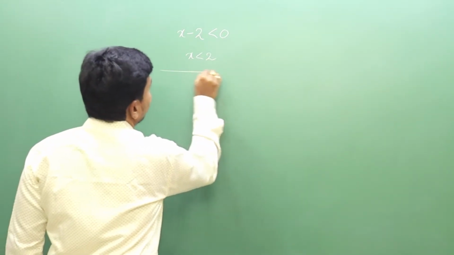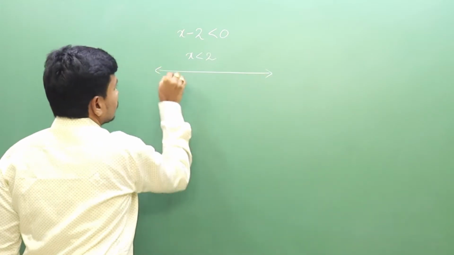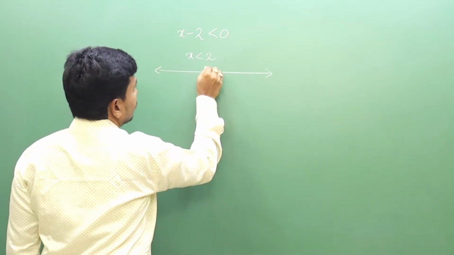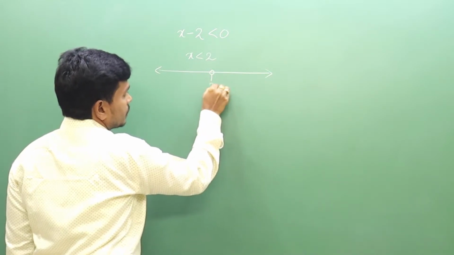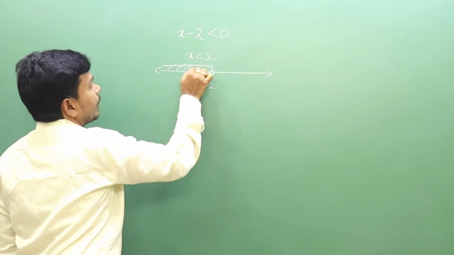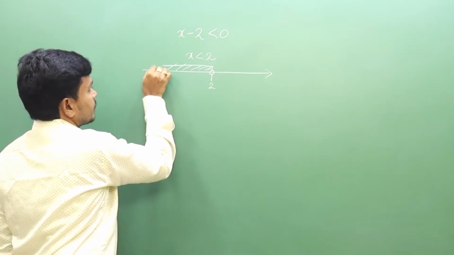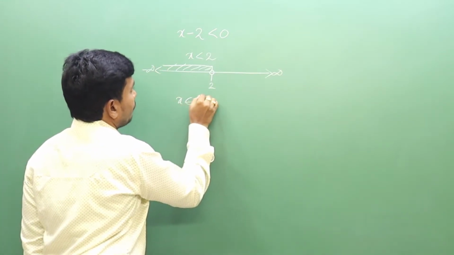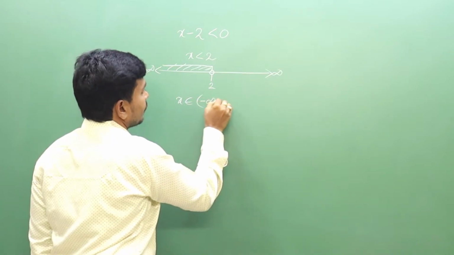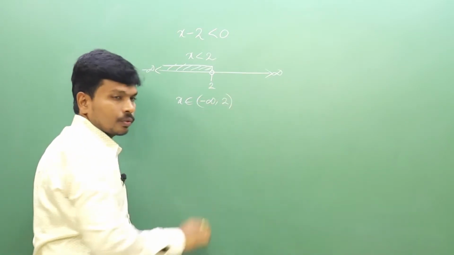X value is smaller than 2 means what is the interval form? Here strictly less than, so open bubble, this is 2. These are the values we will take. It is from minus infinity up to 2. So your x value belongs to minus infinity to open 2.